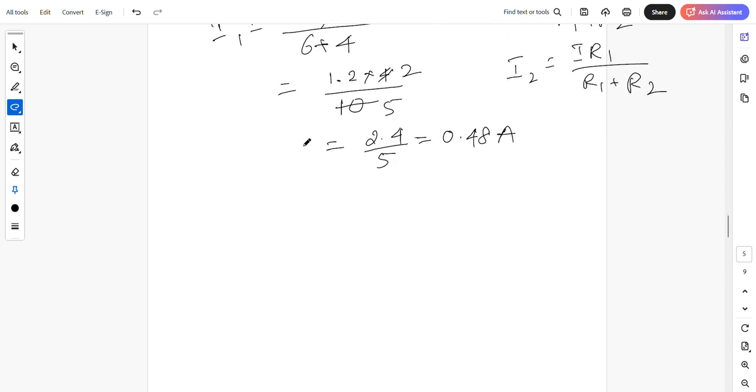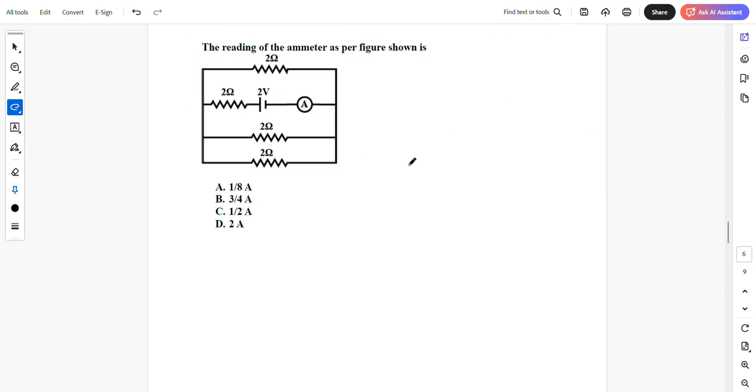Now let us see the next problem. In this problem, find the reading of the ammeter as per the figure shown. Where is the ammeter? The ammeter measures current. 2 ohm in parallel with 2 ohm gives 1 ohm. 1 ohm in parallel with 2 ohm is 1 into 2 divided by 1 plus 2. How much is that? It becomes 2 by 3.